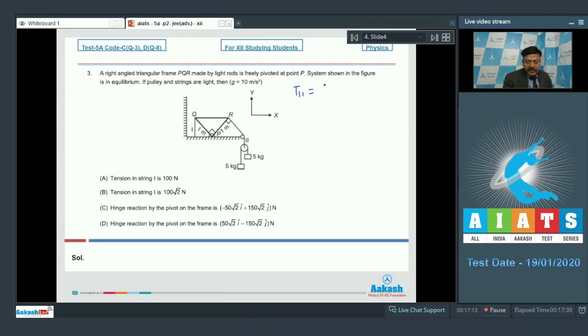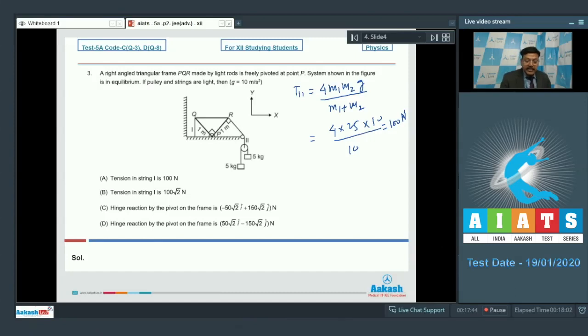So the value of tension in string 2 is 4 M1 M2 g divided by M1 plus M2. We can apply the formula straight away. Let's see, this value is how much? This is 4 times M1 M2, which is 5 into 5, that's 25, into 10 divided by 10. So this is 100 Newton. Now we have to find tension in string 1.